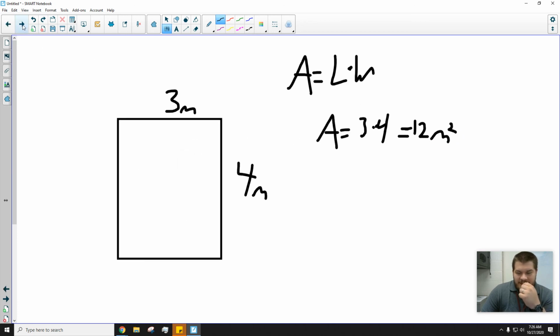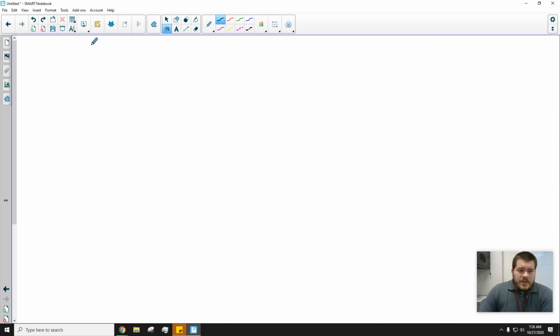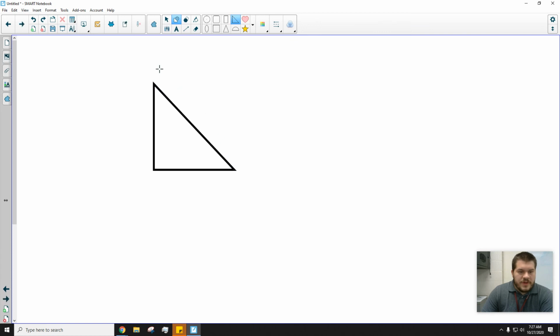To me, it's more important to get the number for now. We'll practice that later, but it's just important to know the dimensions. All right, so let us take a look at the next shape. So let's say we have a triangle. We'll do two different triangle examples because they're a little different.